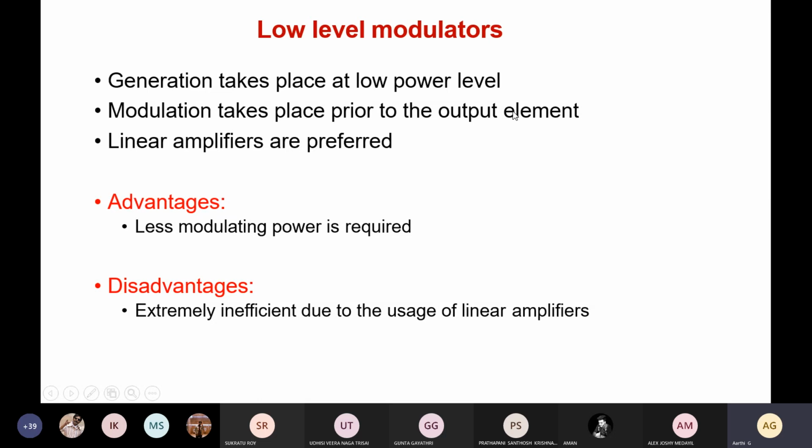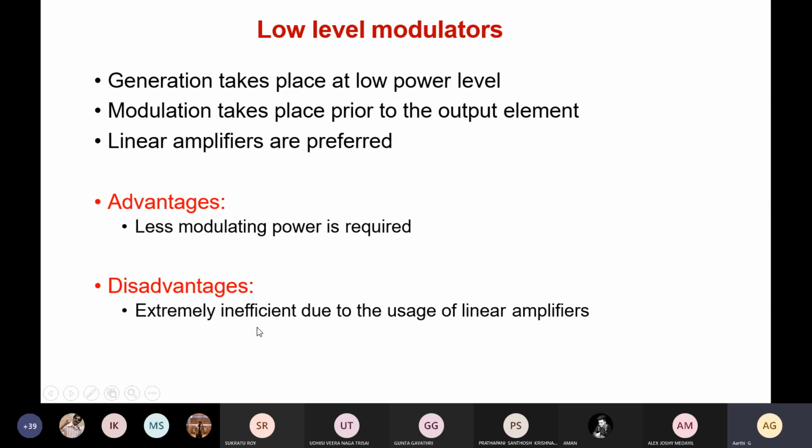Modulation takes place prior to the output element. So before the output, when you see the block diagram, we are going to see that the low power modulation is going to take place before the output. Linear amplifiers are preferred here. So we will study what is linear amplifiers when the device is made to work in the linear range. And advantages here, less modulating power will be required. As the name indicates, it is a low power level modulator.